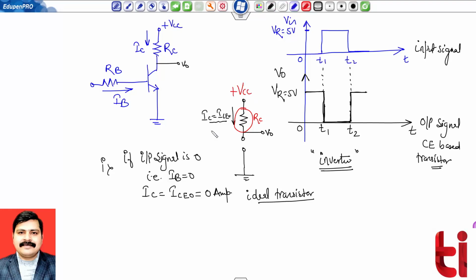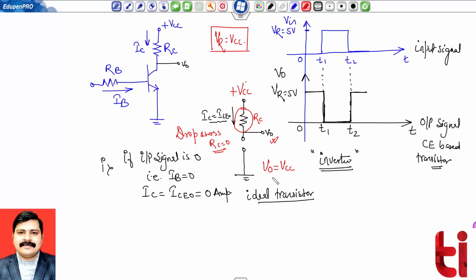This is my plus VCC, with the drop across RC equal to 0. So if there is no voltage drop, that means this entire VCC is available to V0. In this situation, my output voltage V0 equals VCC. So my output voltage is VCC in this situation.